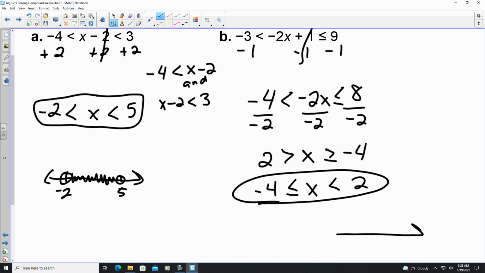And if we were to graph this, got my negative 4, got my 2. This is a closed circle, open circle, shaded in the middle.